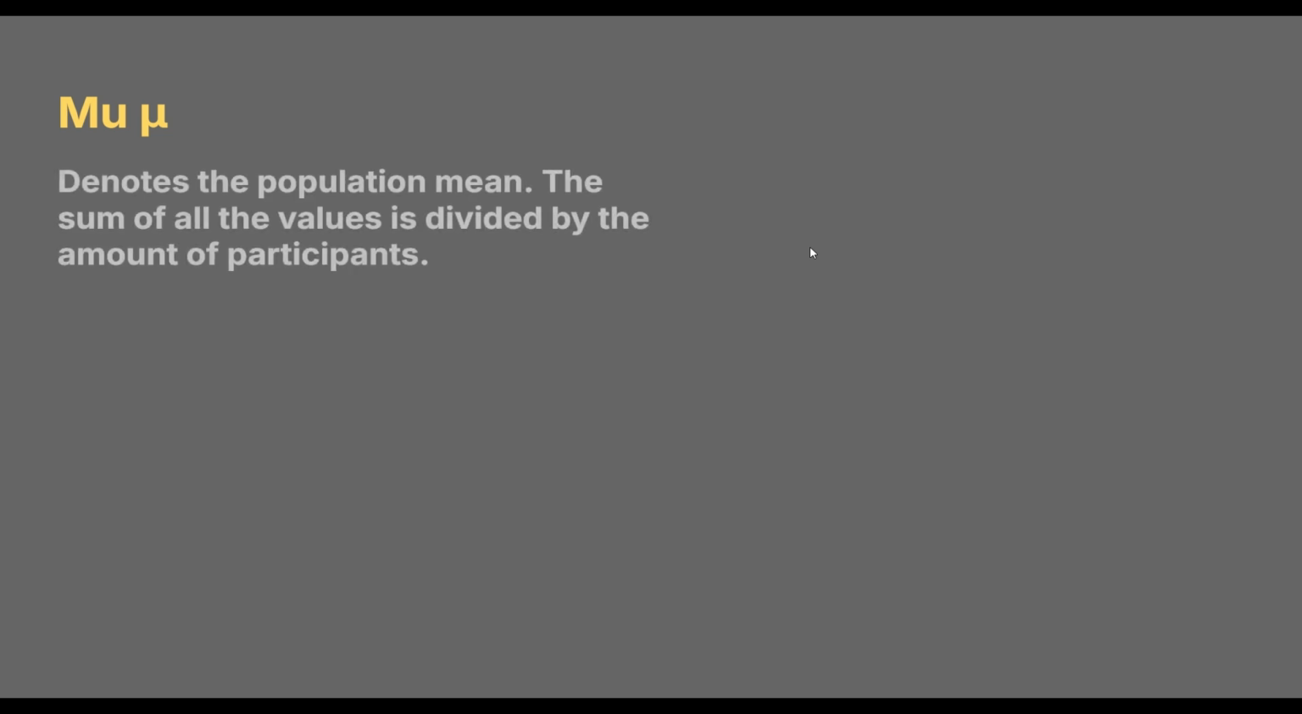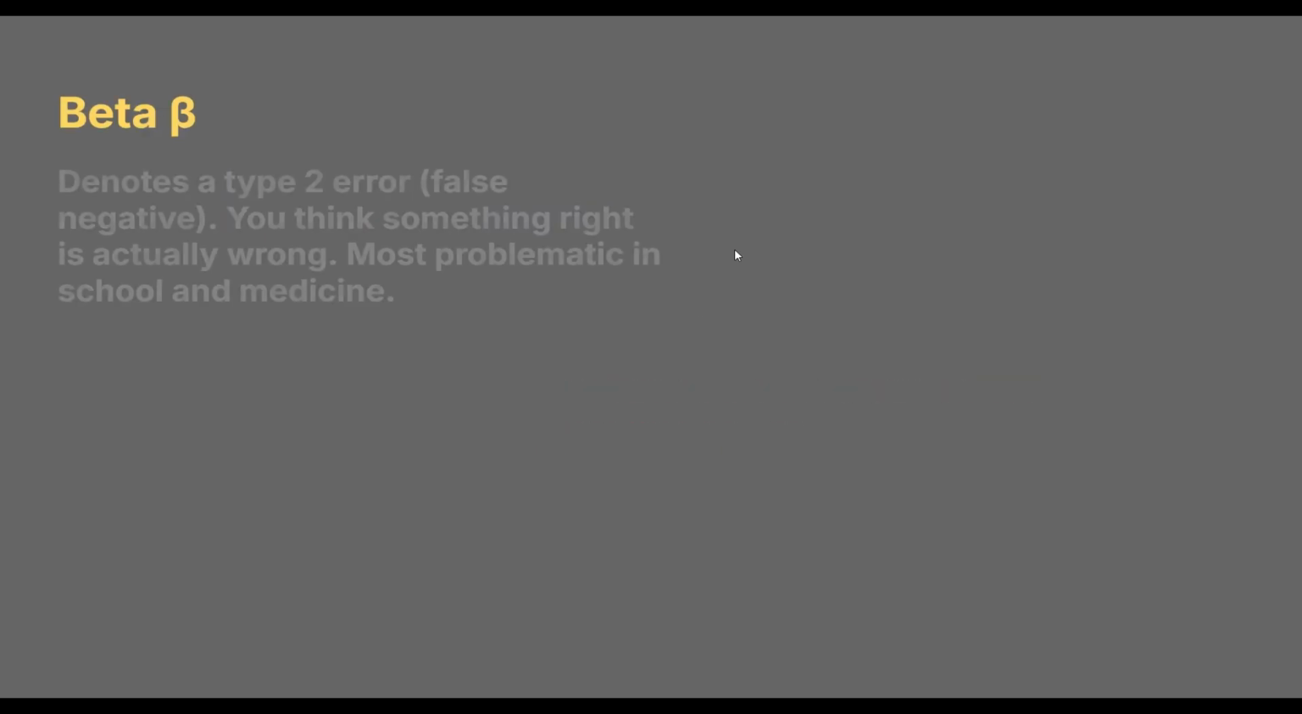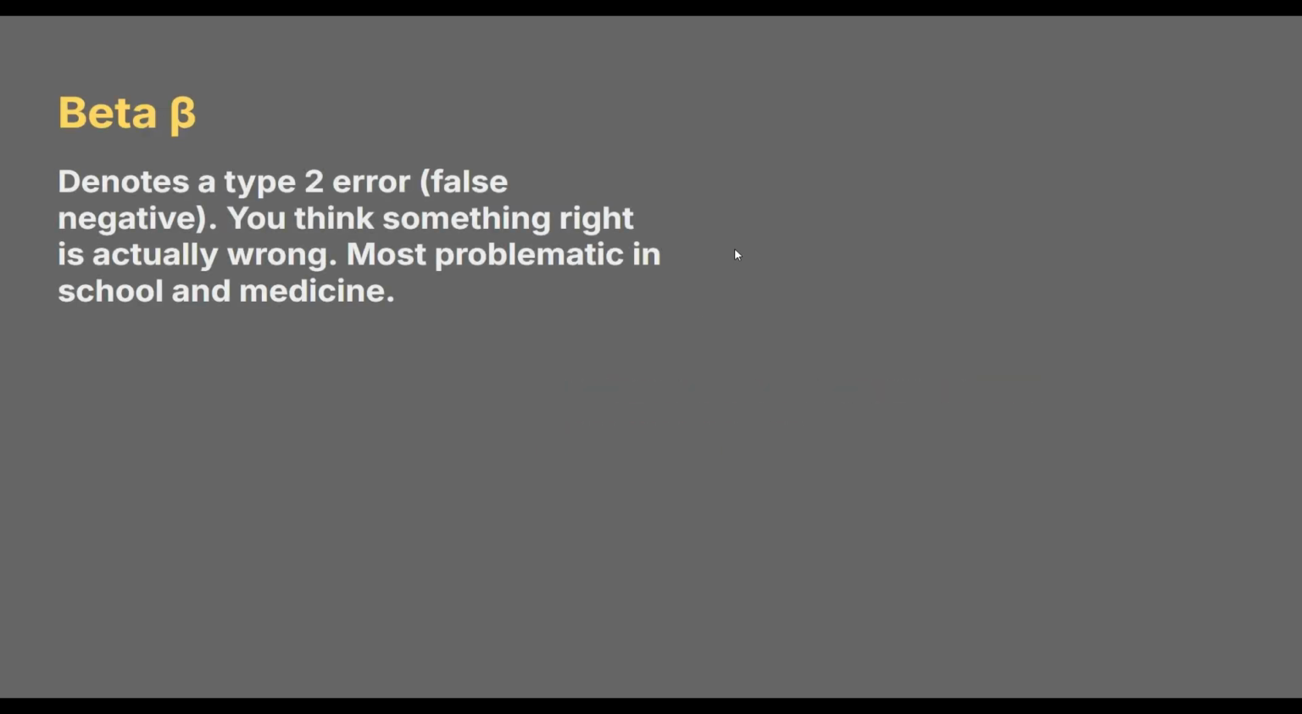Mu denotes the population mean, not the sample mean. Alpha denotes a type 1 error, a false positive. You think something is right, but it is actually wrong. Beta denotes a type 2 error, a false negative. You think something right is actually wrong. Gamma is a proposed symbol for a type 3 error, which is when you misdirect the correct result or correctly answer the wrong question.